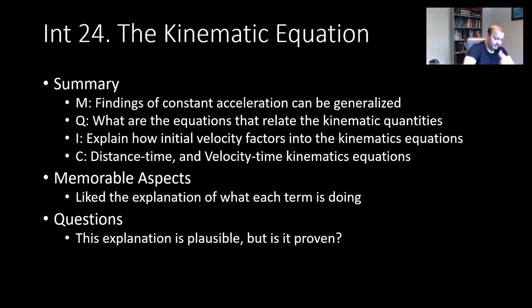So some questions I have. The explanation of what, say, the v naught t term is doing in the distance time kinematic equation, it's plausible. And I know it's true, knowing what I know about physics, but is that explanation proof? And if so, why? I'm not convinced that is necessarily proven. Like it makes sense, but why?